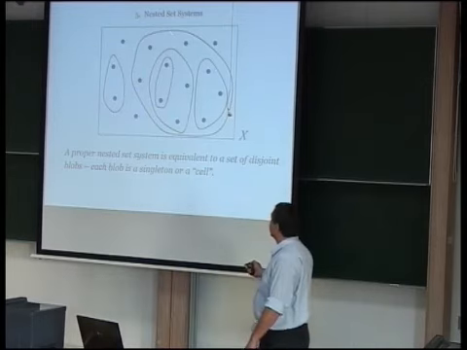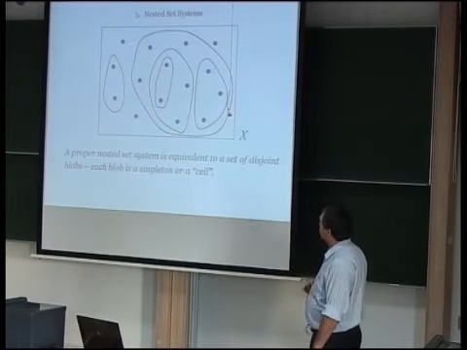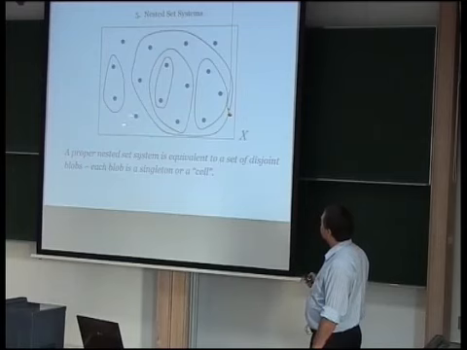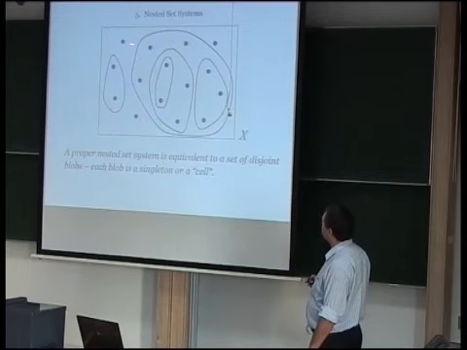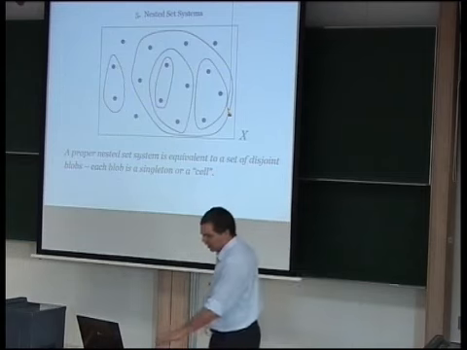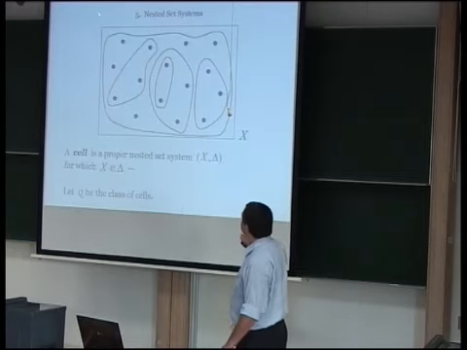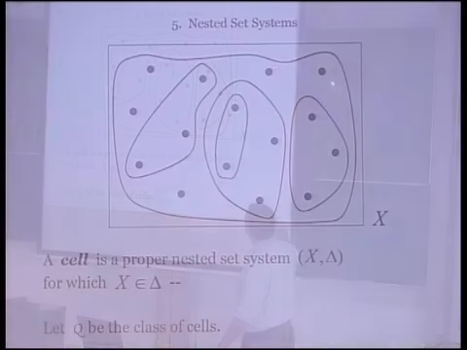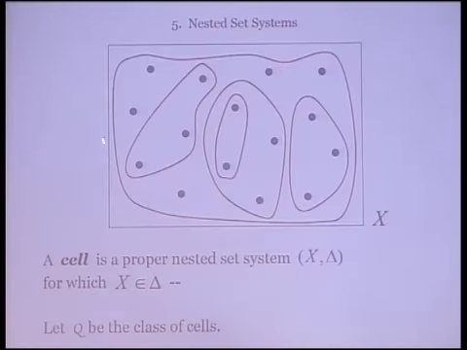Now what about proper nested set systems? That's what this thing is. That's what it looks like. It's a set of things, blobs. It's a set of blobs, and each blob is either a single vertex or I call it a cell. This is a cell here. And by a cell, I mean a proper nested set system so that the entire set X is one of the sets in delta. So this is the cell membrane, right?